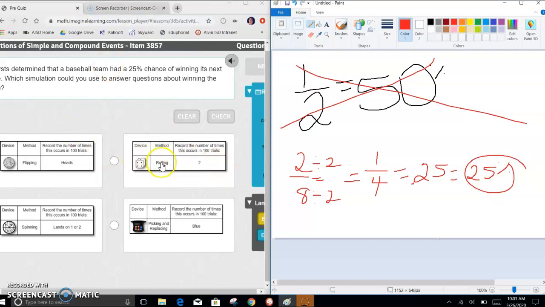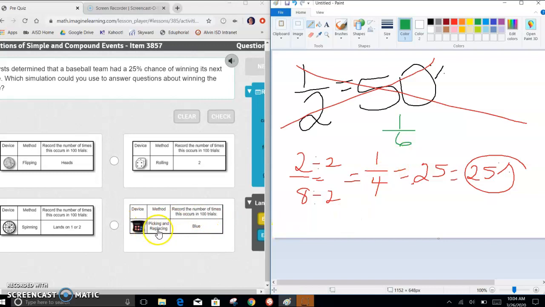The reason why this answer right here is not correct is because it says 2, and I want to roll a 2 on a number cube. That only gives me 1 out of 6, because out of the numbers 1, 2, 3, 4, 5, and 6, 2 only appears once.